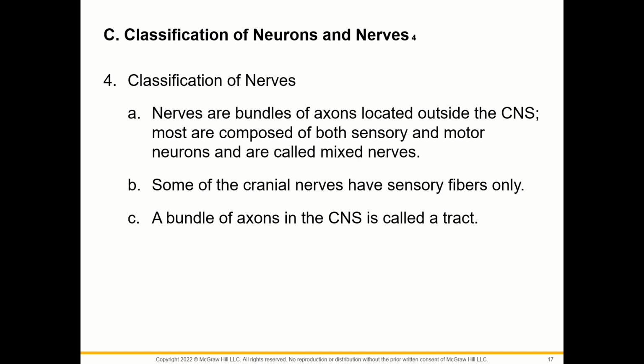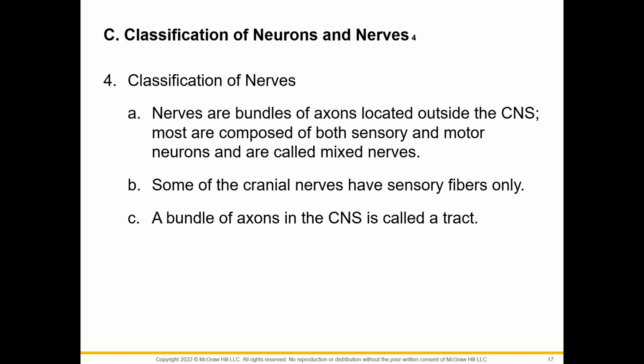As far as classification of nerves go, nerves are bundles of axons located outside of the central nervous system. Most are composed of both sensory and motor neurons and are thus called mixed nerves. This is when they're spinal nerves, because as you can see, some of the cranial nerves have sensory fibers only or motor fibers only.